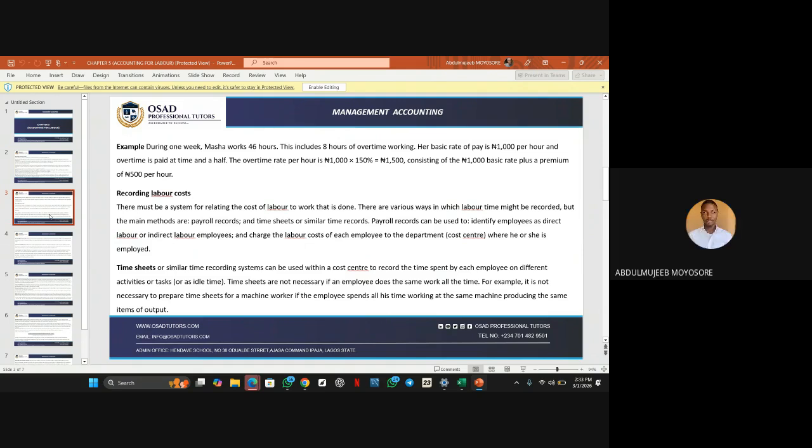It is said that she worked 46 hours in total, 8 of it is overtime. So definitely 46 minus 8 is what? 38. So her normal working hours is 38. Put it down. Then we have 8 as our overtime hours. Put it underneath. Now let's calculate our normal working hours first.